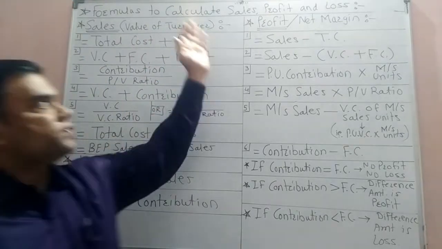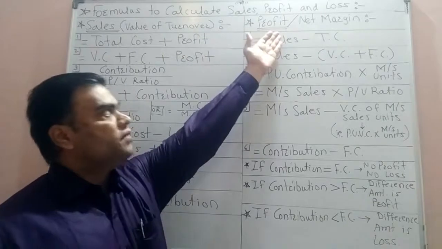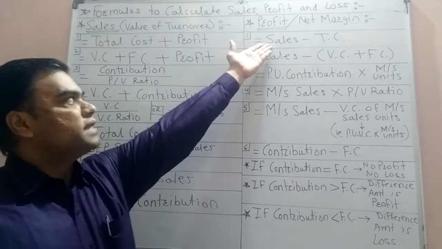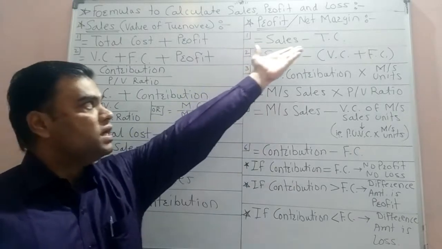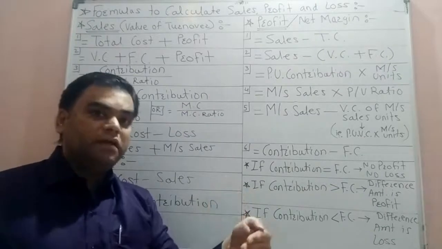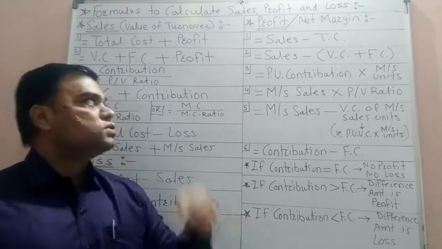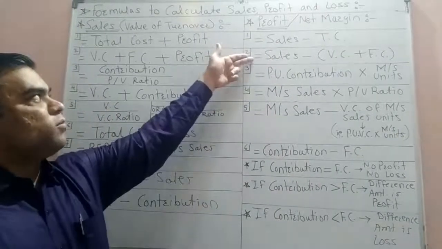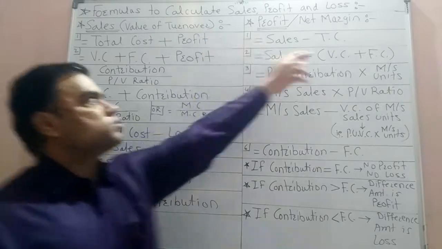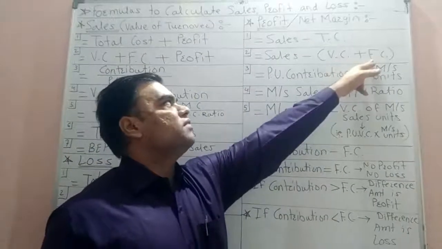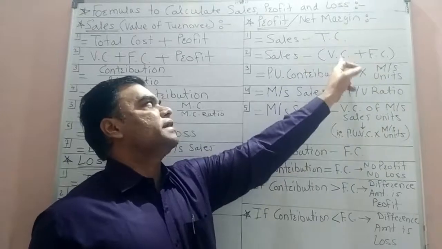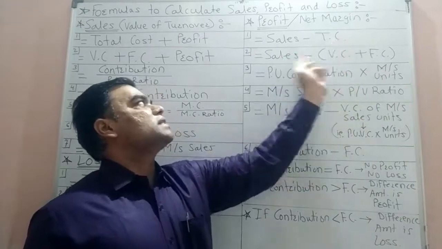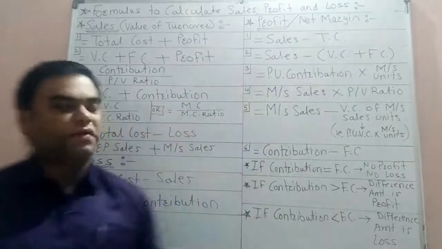Now we are going to discuss various formulas available to calculate profit, which is also known as net margin. First, the basic formula: sales less total cost. Suppose sales is 10 and total cost is 8. So the remaining 2 will be the profit. Then the second formula is similar to the first, just that total cost is divided into variable cost and fixed cost. The sum of these is total cost. So sales less total cost is equal to profit.